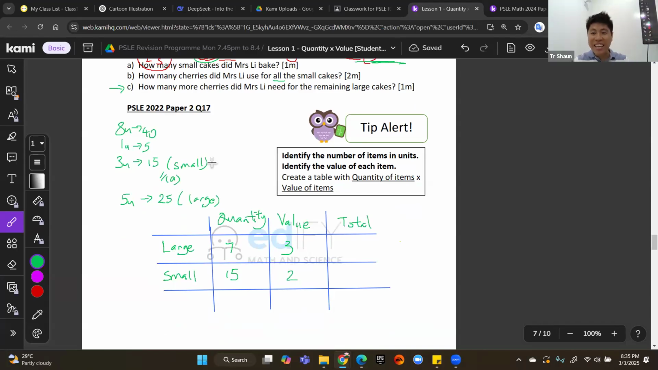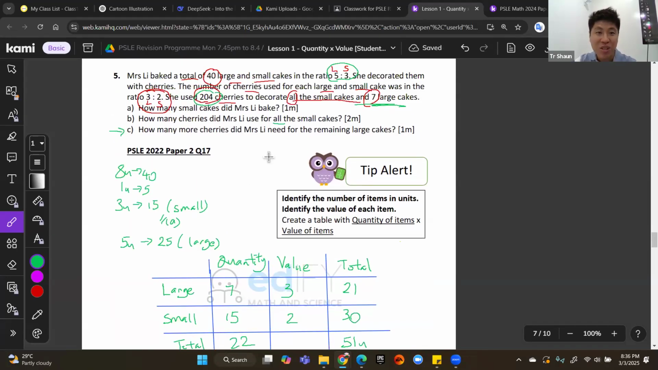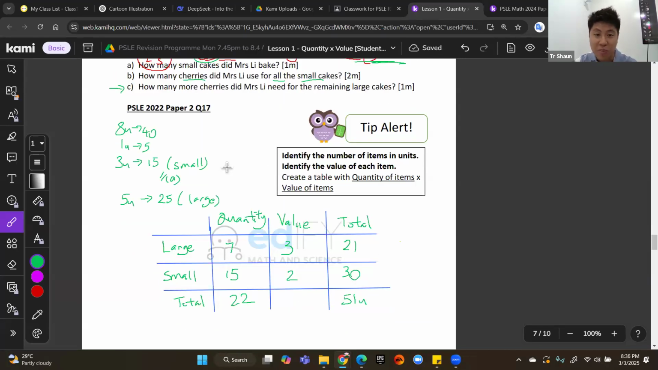Okay, so we want to multiply it out over here. When we multiply out, 7 times 3 will give me 21. So 15 times 2 is 30. Plus both together will be 51. I will find the total for the quantity as well. Total quantity is 22. Now I want to go back to the question. They say 204 cherries for small cakes.